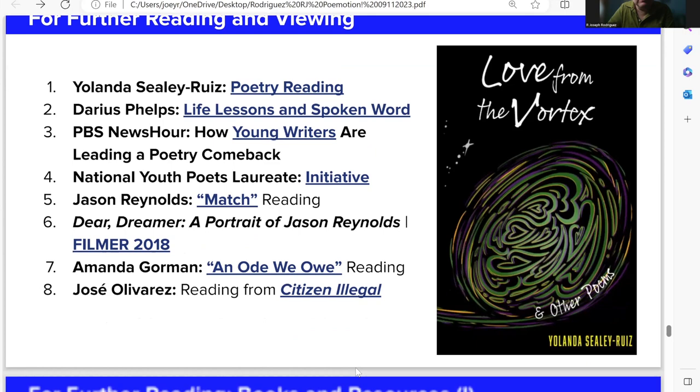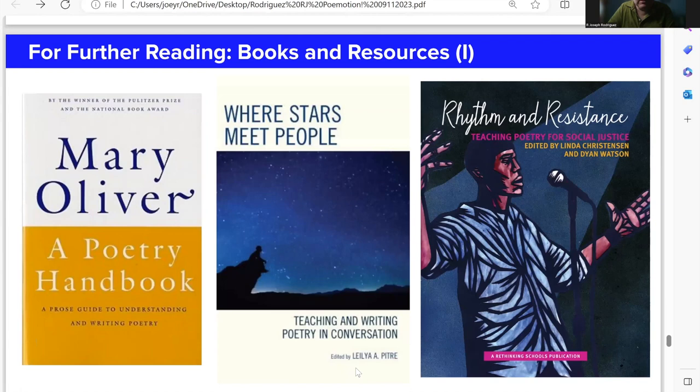These are recommended books for both teachers and students to advance music in verse and to make sure that students receive that invitation to write poetry.